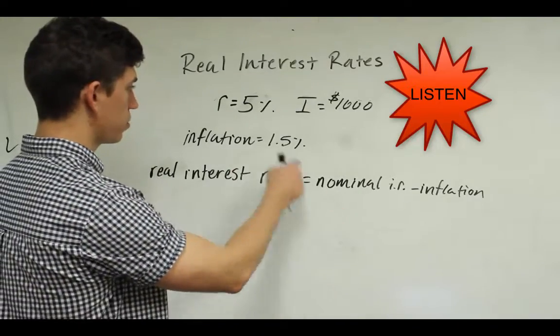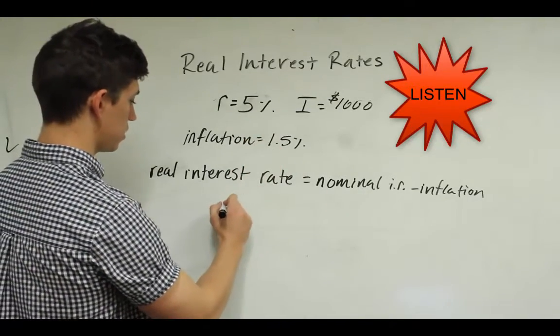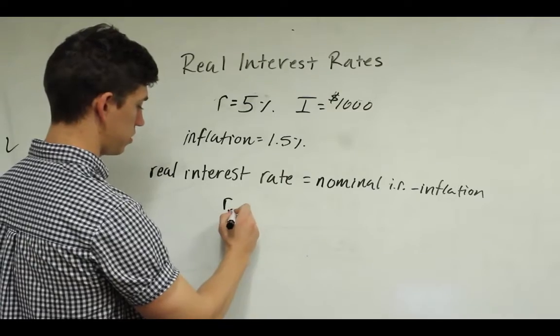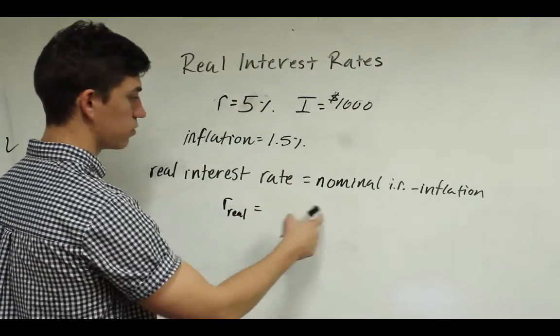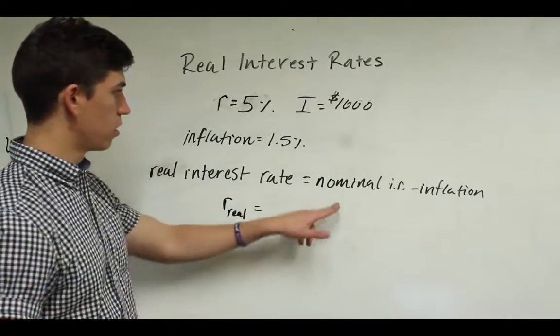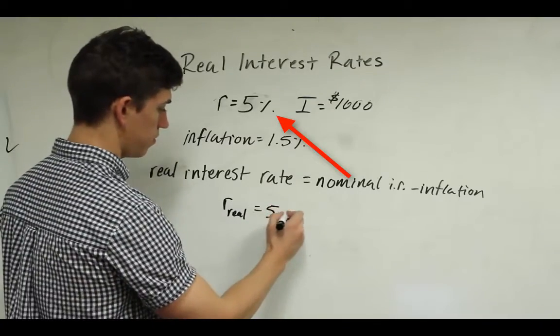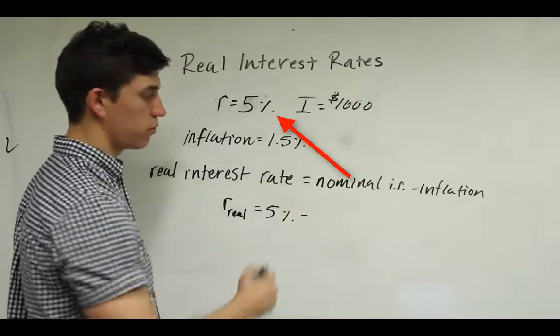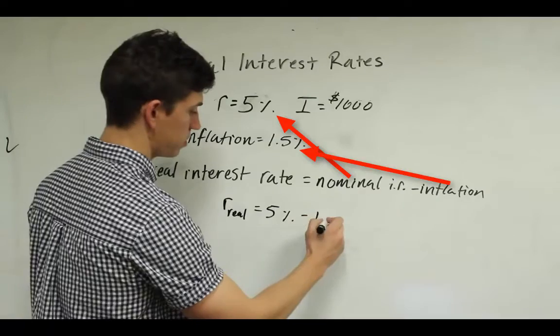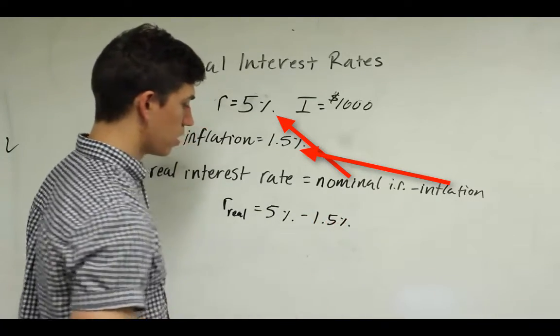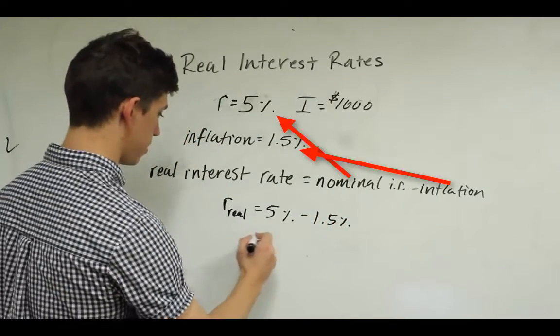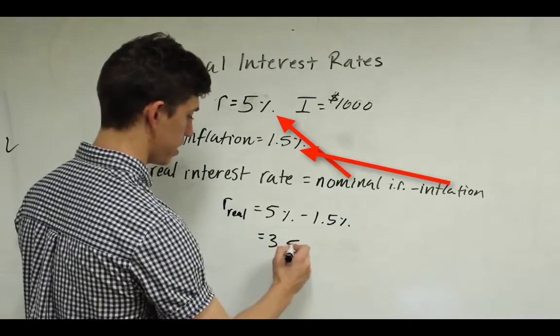So our nominal interest rate is this 5%. So that's going to mean that our real interest rate is equal to our nominal interest rate, which is 5%, minus the rate that price levels went up, 1.5%, which is going to get us that our real interest rate is 3.5%.